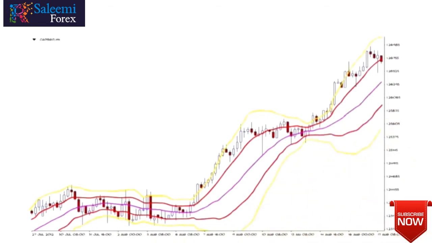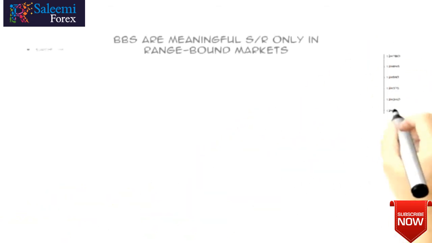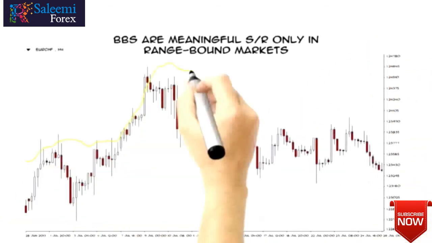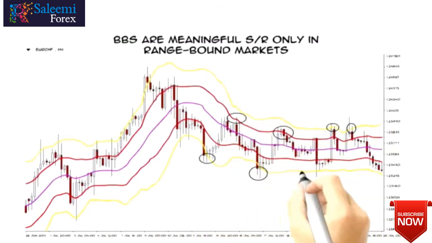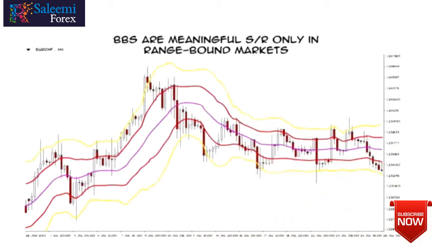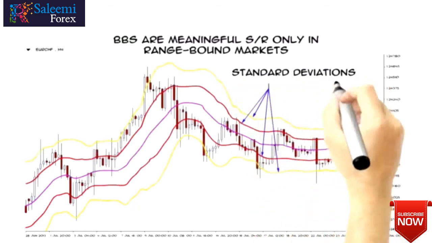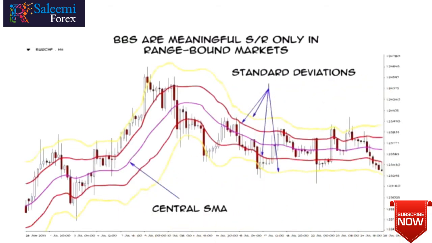This brings us to an important limitation of BBs as support and resistance. BBs are meaningful support and resistance only in range-bound markets. Note in this chart how often the BBs serve as support and resistance points. Part of the reason is that the two standard deviation distances from the central SMA, meaning a 4 standard deviation wide channel, are wide enough to ensure that there's a 95% chance of prices staying within it, based on the number of prior periods covered by the SMA that's located in the center of the channel.